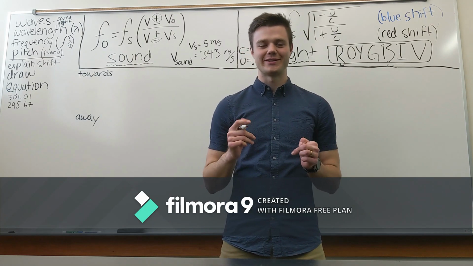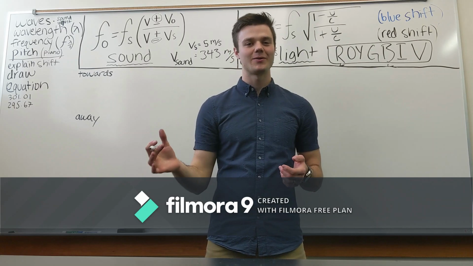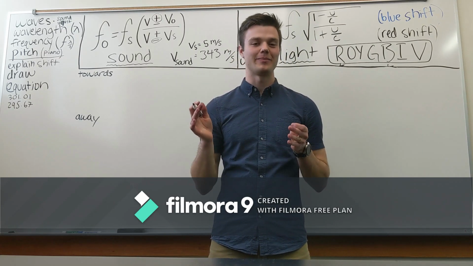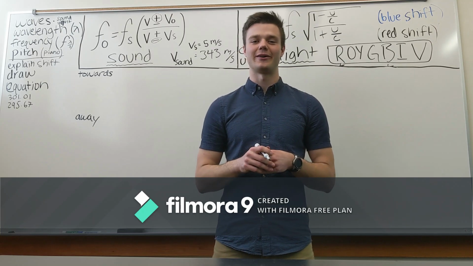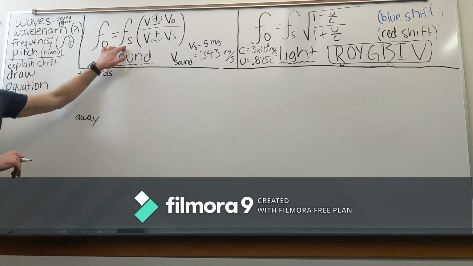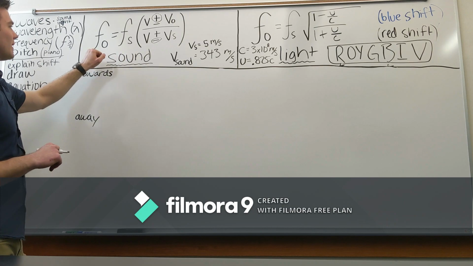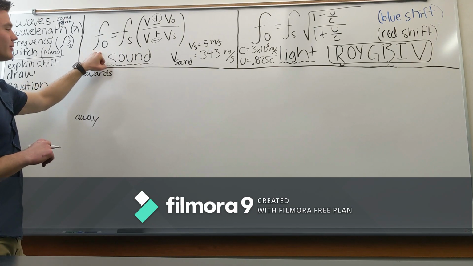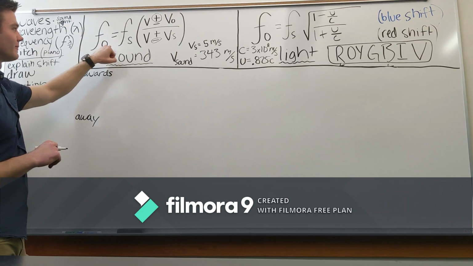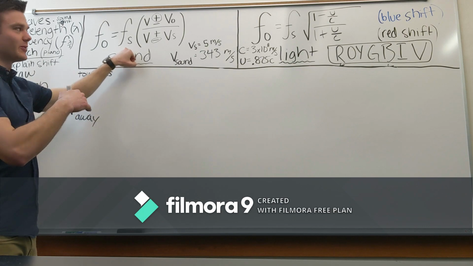Now that we've got those examples in your head of how the Doppler shift affects sound and how it affects light, we're going to break down the math behind what's going on. So this is the equation for the Doppler shift of a sound wave, and this is the frequency of the wave as observed by our stationary observer.